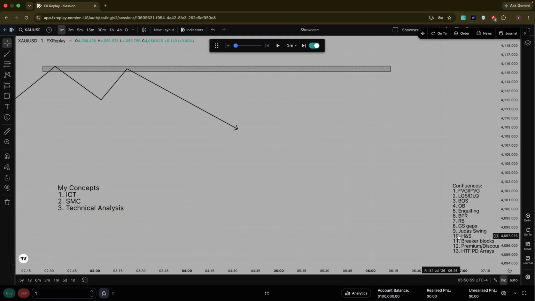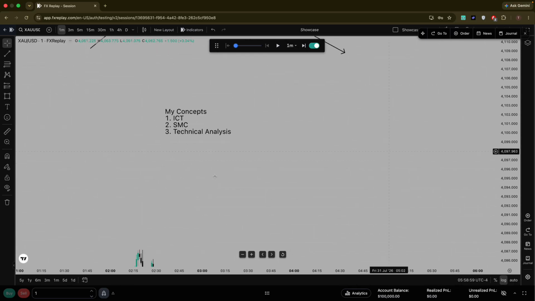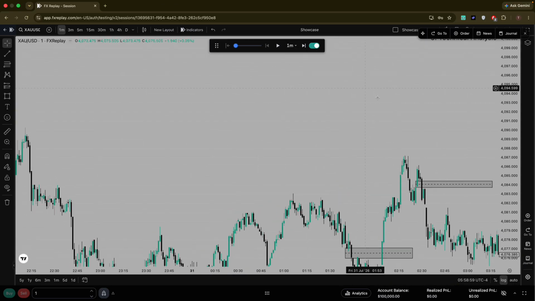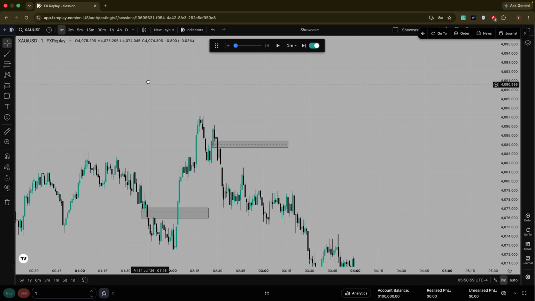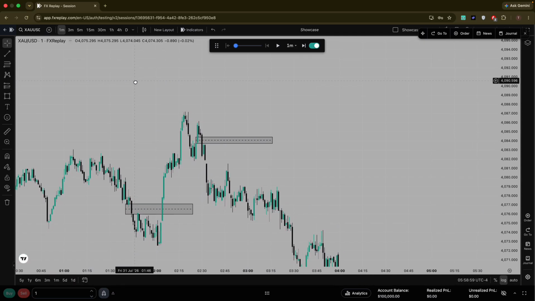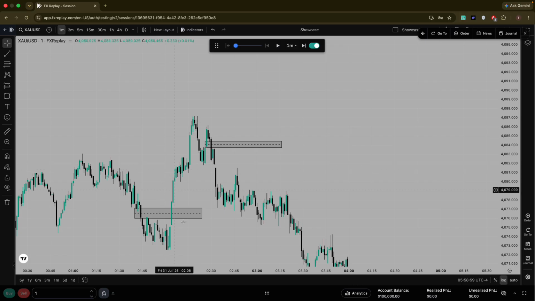Now we have GS gaps. Those are just fair value gaps farthest away from structure. So as you can see here, right, we'll use this as a GS gap. Now again, not every confluence is going to hold perfectly 10 out of 10, but that's not really the biggest issue here. I'll show you. So basically, a GS gap is just a fair value gap that's farthest away. The farthest away fair value gap.